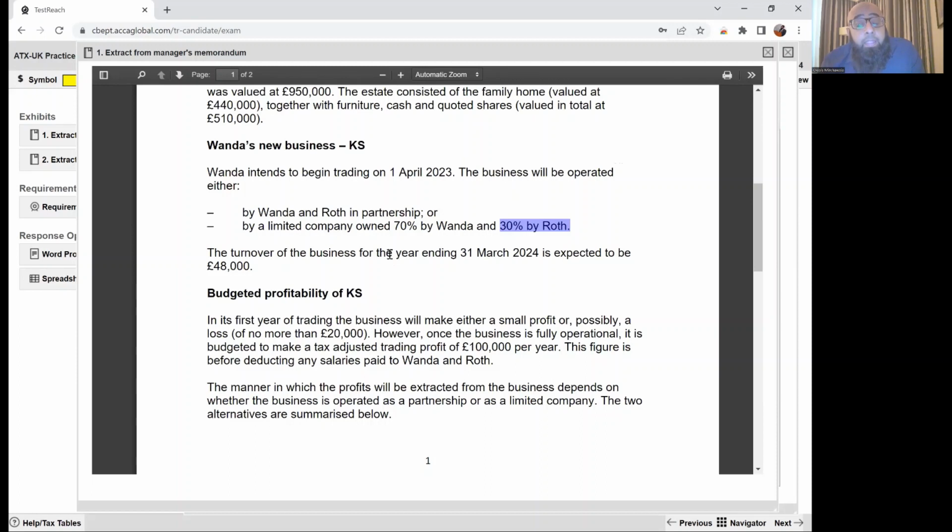Okay? The turnover of the business for the year ending 31st March 2024 is expected to be £48,000. Budgeted profitability of KS. In its first year of trading, the business will either make a small profit or possibly a loss of no more than £20,000. However, once the business is fully operational, it is budgeted to make tax-adjusted trading profit of £100,000 per year. This figure is before deducting any salaries paid to vendor and Roth.